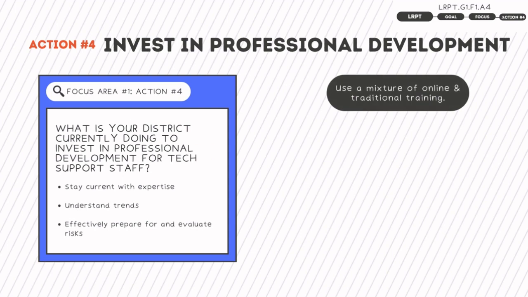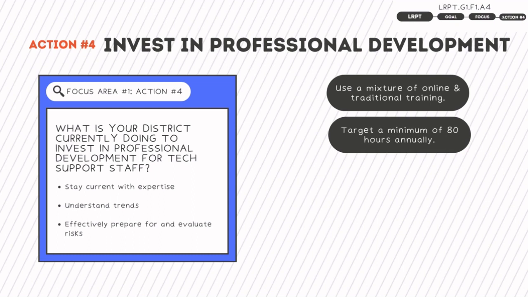Because technology is ever evolving, professional development for tech professionals should be as well. Using a mixture of online and traditional training methods is recommended to ensure the curriculum being taught is the most current and relevant to technology needs in your district. The suggestion is to target a minimum of 80 hours annually per staff member for technical training to keep their skills as dynamic as the services they offer.